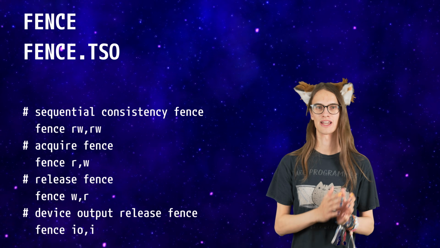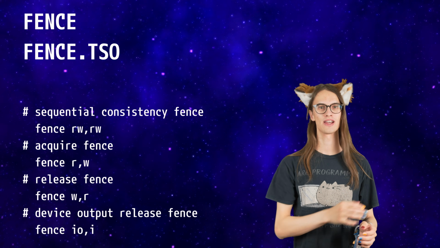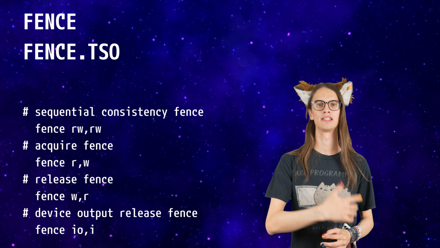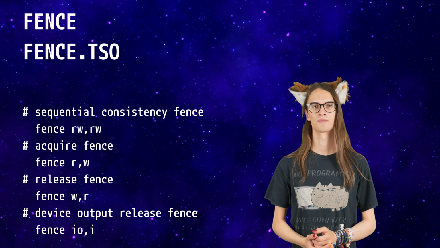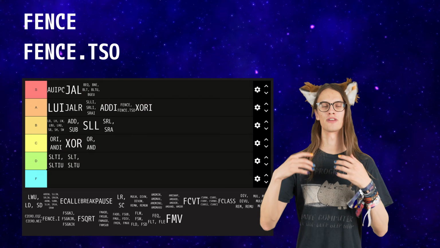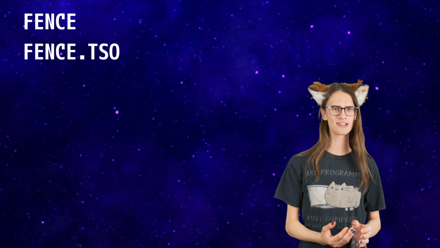FENCE.TSO is a special case that will give us exactly total store ordering across this fence, which can be used to emulate total store ordering for compatibility with x86 software. Overall, these instructions deserve A tier because the RISC-V weak memory model makes it super easy to create fast hardware while not making concurrent programming too complex to think about.